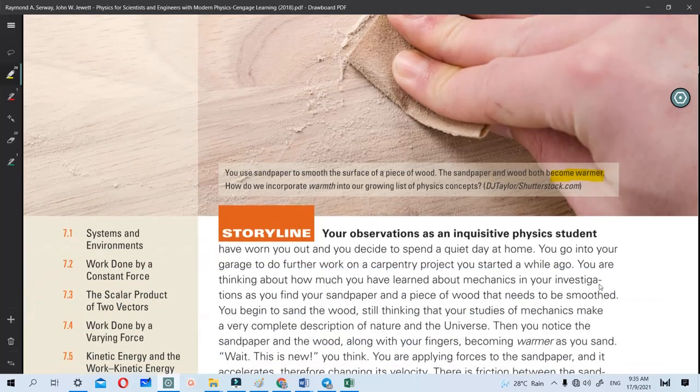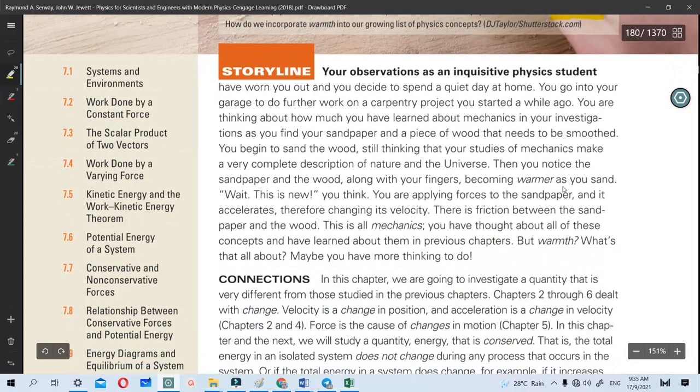So why all of a sudden is this energy here? Okay, so here you will find that applying force to the sandpaper, or perhaps applying force by rubbing both of your hands, accelerates it and therefore changes the velocity. And also not to forget that we have learned the idea of friction. So these are all mechanics, alright?